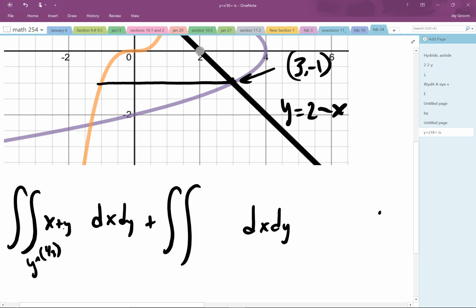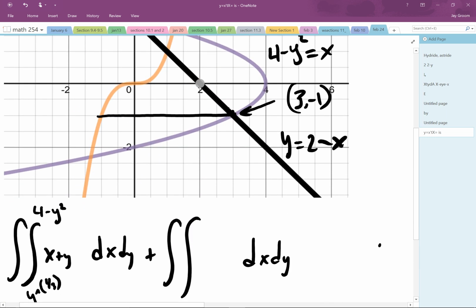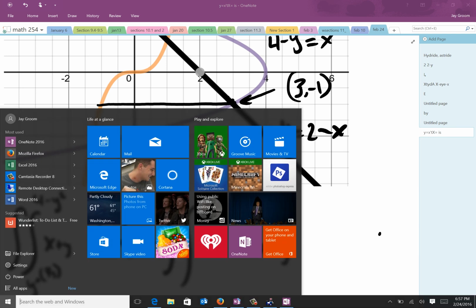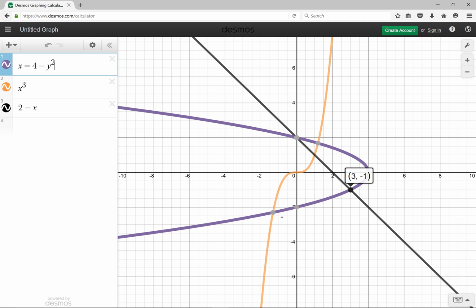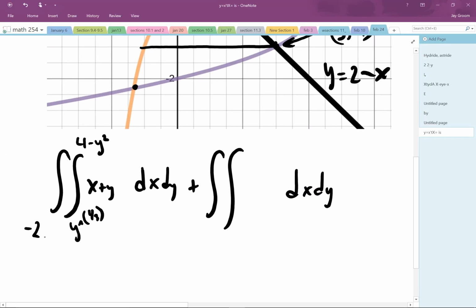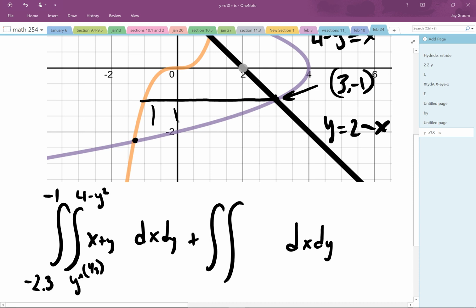And then on the other side, what are we bounded by? Well, we're bounded by this purple function. And this purple function is, what is it, 4 minus y squared, I think? It's right there, 4 minus y squared. Okay. And our y's are going from this y value, which is -2.3, to -1. That's for this bottom piece.